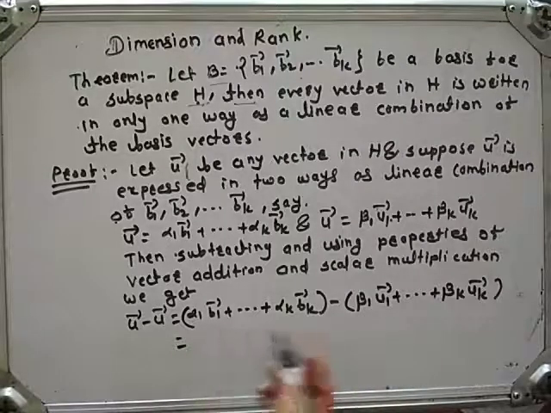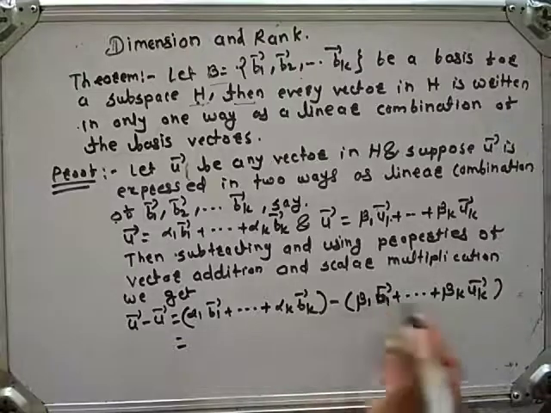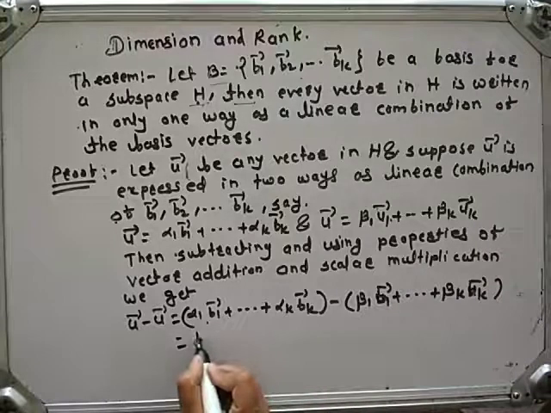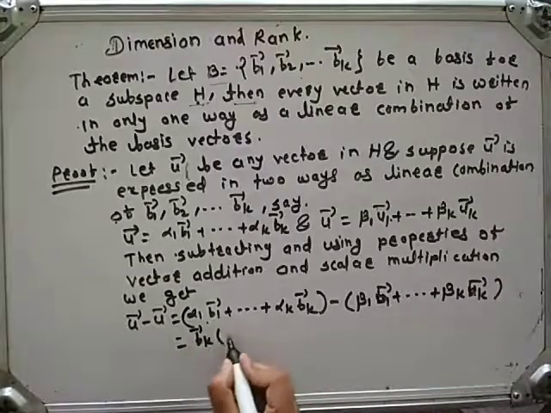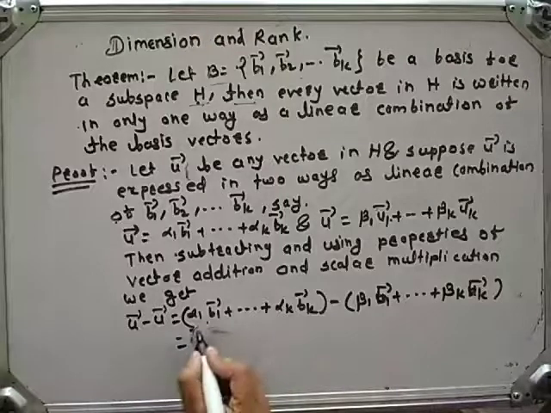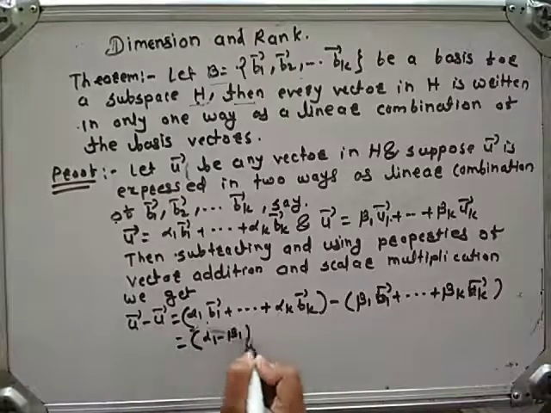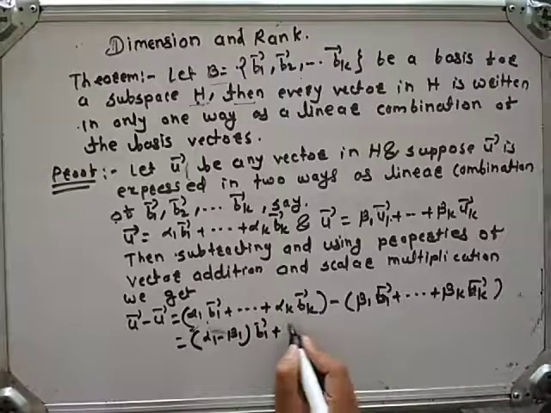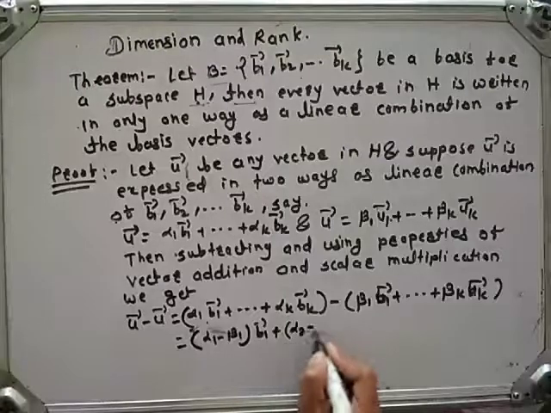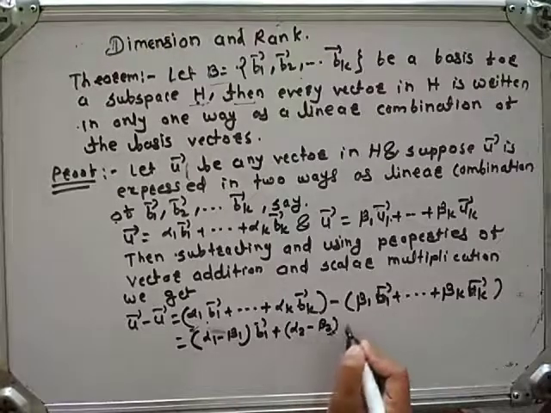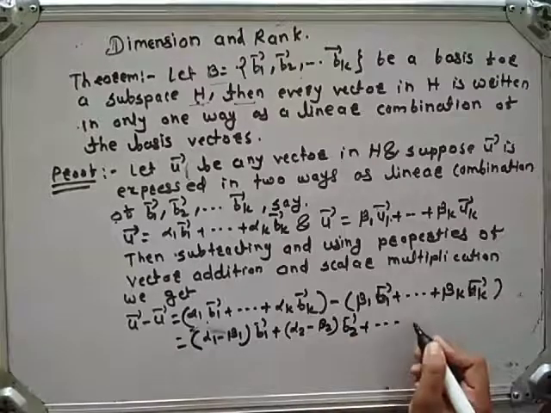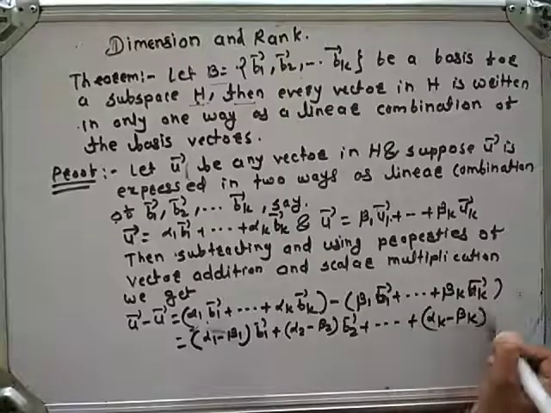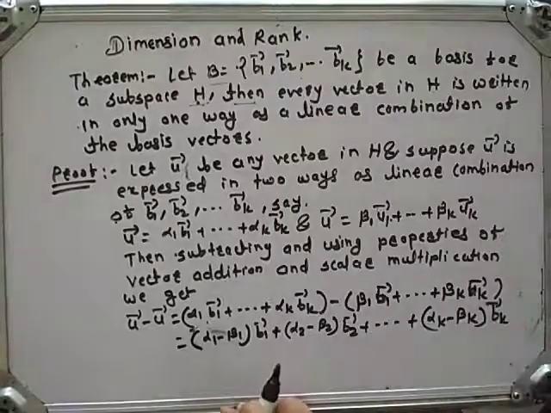Student, here is B1 bar and Bk bar. In the first term, B1 bar is common, so take it outside, and in the bracket remains alpha 1 minus beta 1 into B1 bar. In the next term, B2 bar will be common, and in the bracket remains alpha 2 minus beta 2 into B2 bar plus and so on up to plus alpha k minus beta k into Bk bar. Okay.